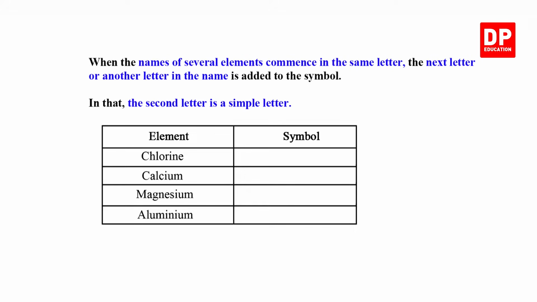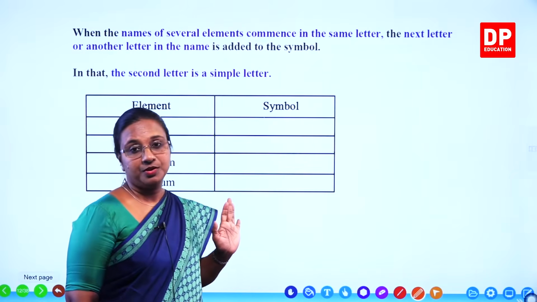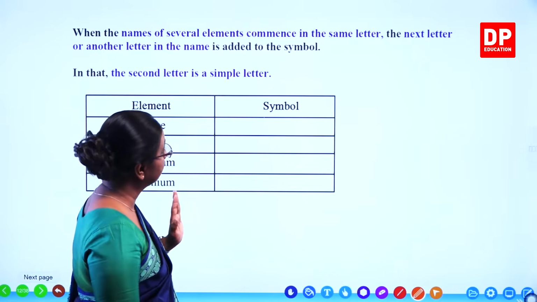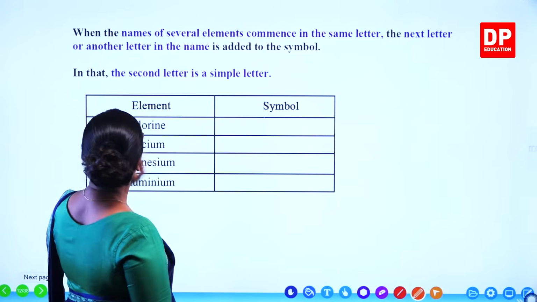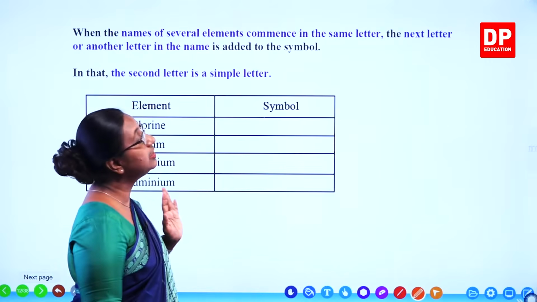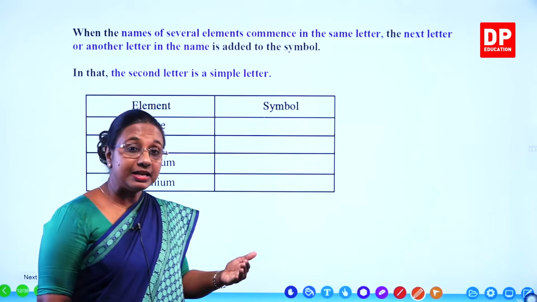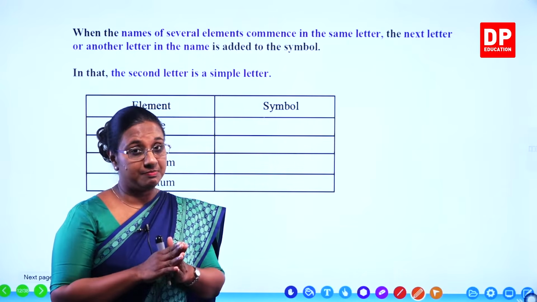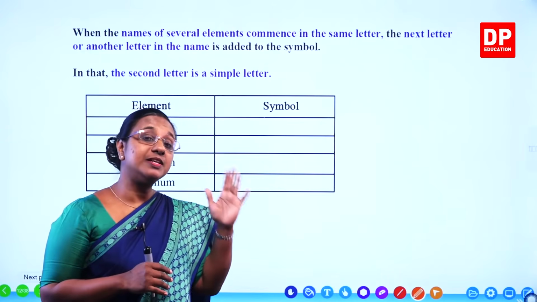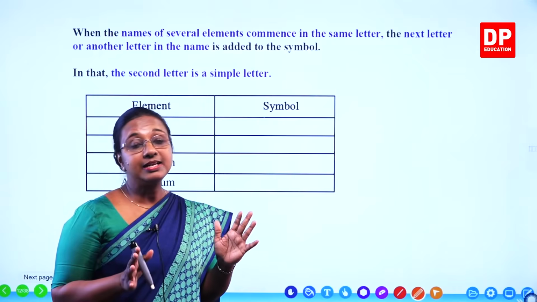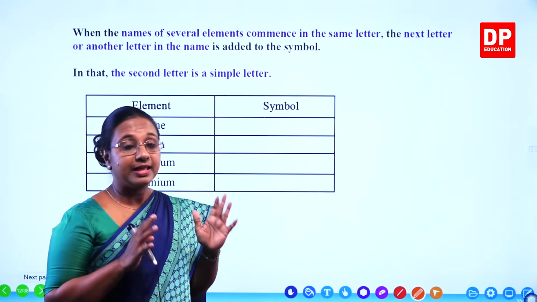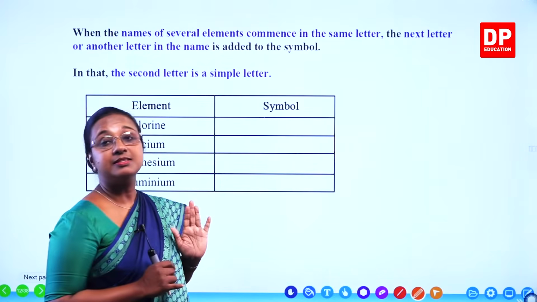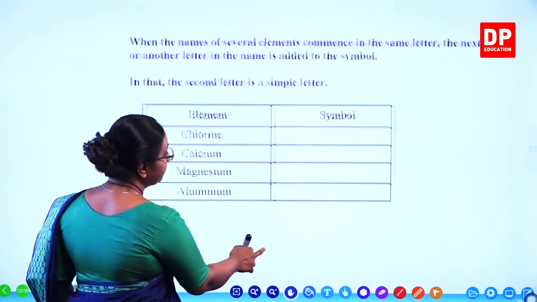When the names of several elements commence with the same letter, as I said, carbon, copper, chlorine, all of them start with the same letter, then of course the next letter or another letter in the name is added to the symbol. So, it can be the second letter or the third letter or any other letter from the name that is added to the symbol. And when we do that, again the first letter has to be capital and the second letter has to be a small letter. That is again a convention or guideline. So, the second letter is a small letter. Let's look at some examples here.